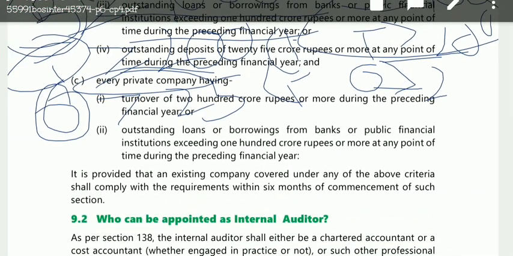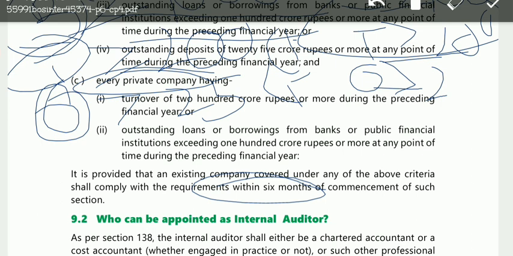Okay, so it is provided that an existing company covered under any of the above criteria shall comply with the requirements within 6 months of the commencement of such section. So if these companies fall in the given criteria, then from the date on which they become applicable, they have to perform the requirements within 6 months of commencement of such section.